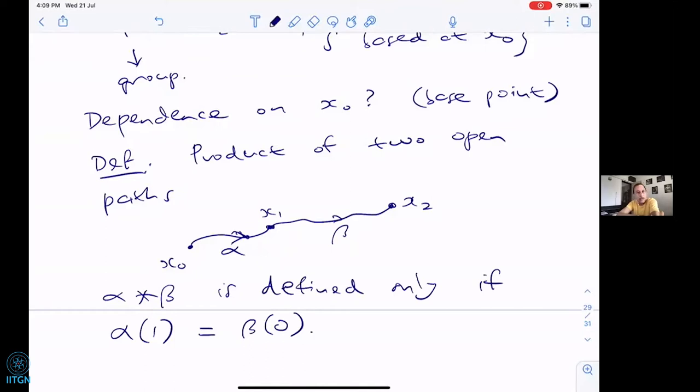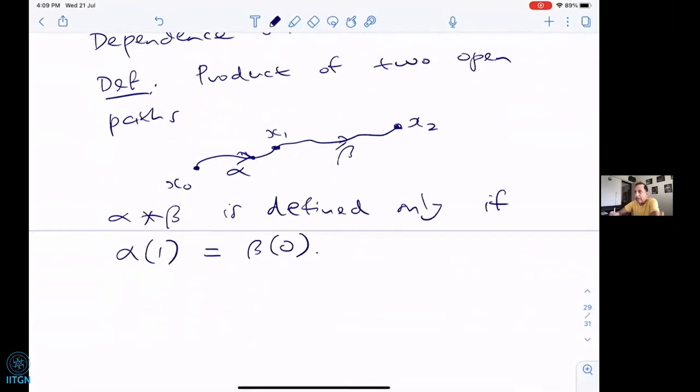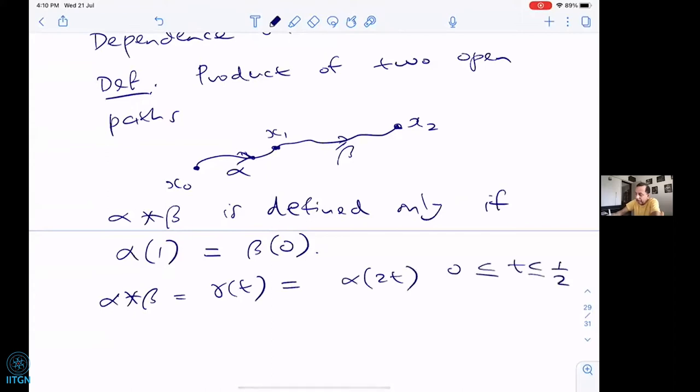And the picture sort of shows you what the product should be like. Again, it only shows you the image of the product, which is a path starting at x0 and ending at x2, but we can simply define it in the usual way. Which is that alpha star beta equals gamma of t, which is equal to alpha of 2t for t between 0 and half, and beta of 2t minus 1 for half less than or equal to t less than or equal to 1. And this makes sense because at half, we get beta of 0, and we also get alpha of one, and those two points are the same by this relation. So this makes perfect sense.